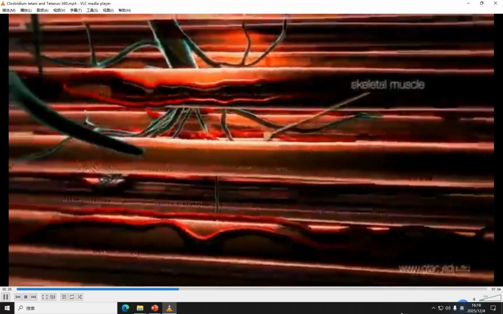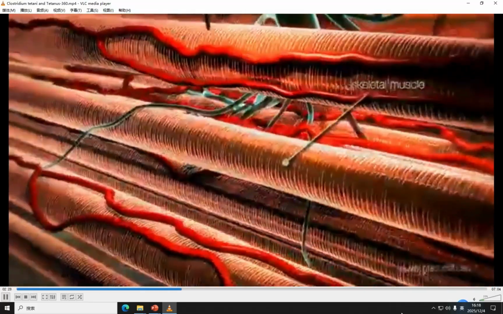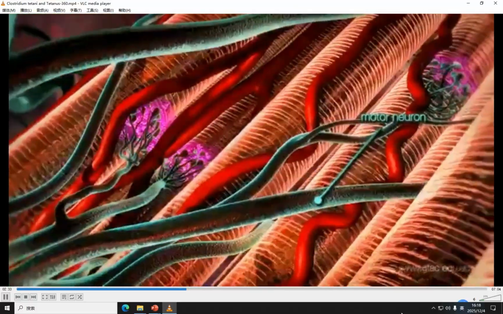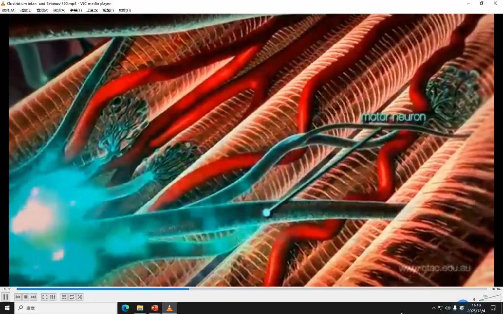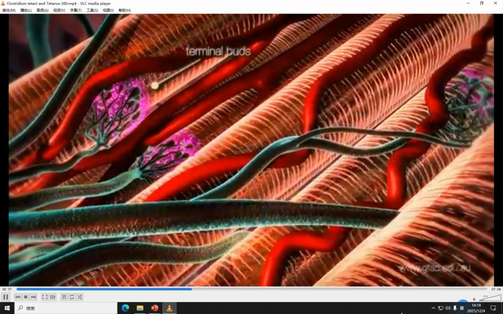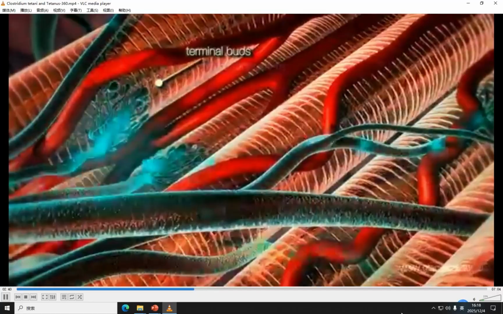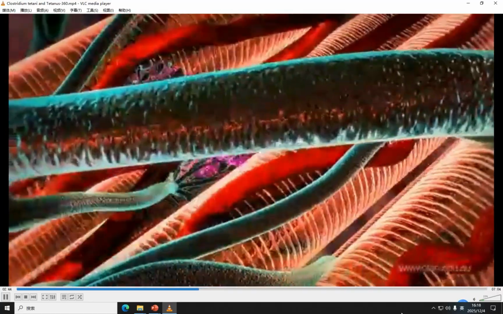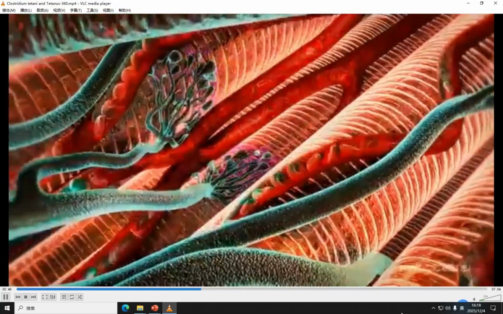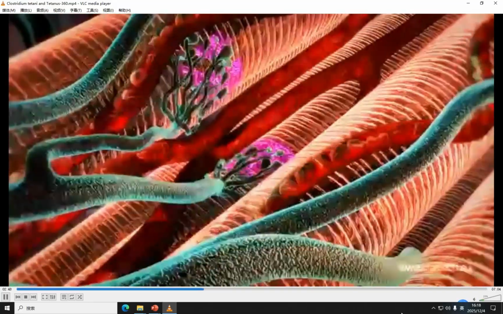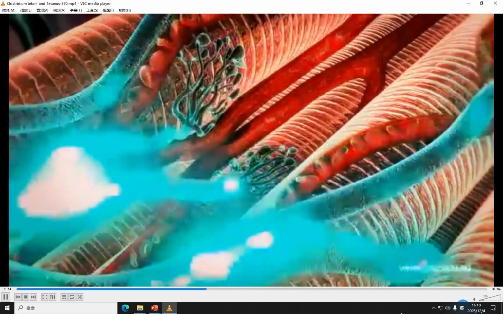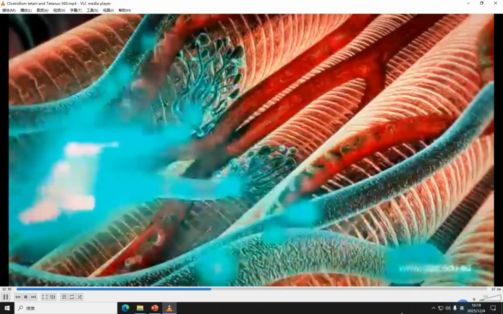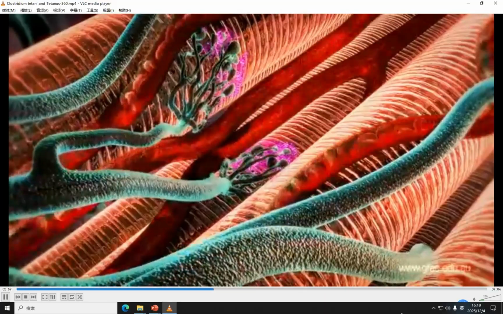Movement is enabled by skeletal muscles, and skeletal muscles are controlled by motor neurons. An electrical message is sent down the axon of a motor neuron and arrives at the terminal buds. Chemical neurotransmitters are released, which bind to the muscle fibers, causing them to contract. Shortly after, the neurotransmitters are released from the muscle fibers, allowing them to relax. Repetition of this process tells the muscle fibers to contract and relax as required.